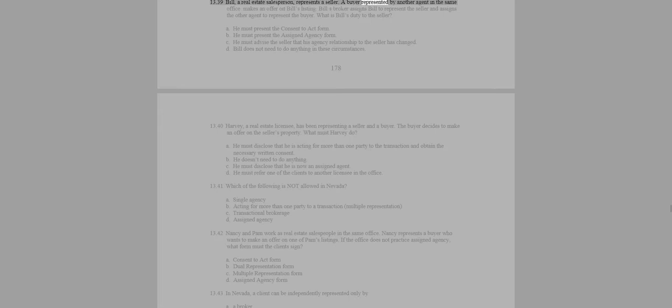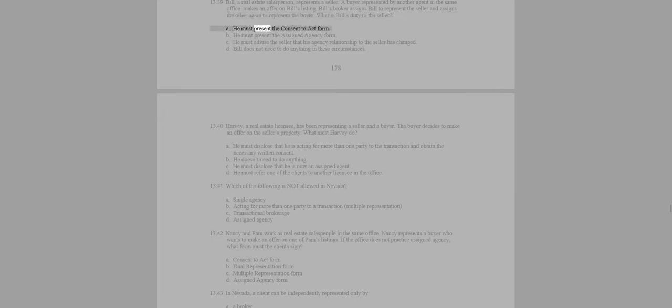13.39 Bill, a real estate salesperson, represents a seller. A buyer represented by another agent in the same office makes an offer on Bill's listing. Bill's broker assigns Bill to represent the seller and assigns the other agent to represent the buyer. What is Bill's duty to the seller?